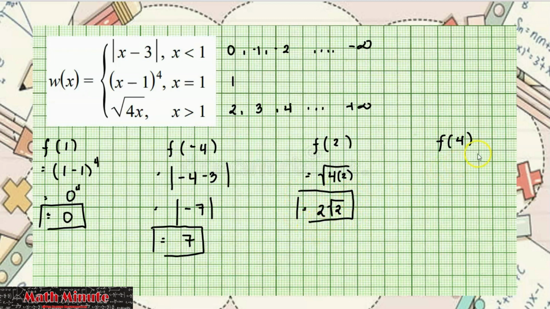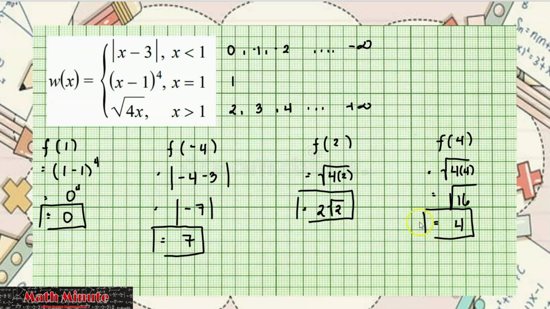And lastly, we have f of 4. So that is greater than 1. So we will substitute it on square root of 4x. So this will be 4 times 4, and we know that 4 times 4 is 16. And the square root of 16 is positive 4. So meaning to say, f of 4 is equal to positive 4.